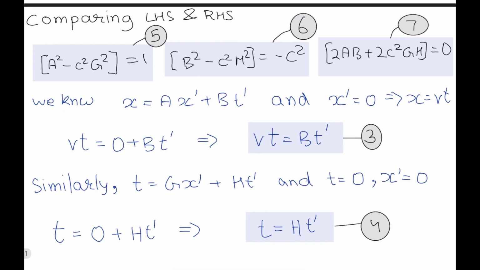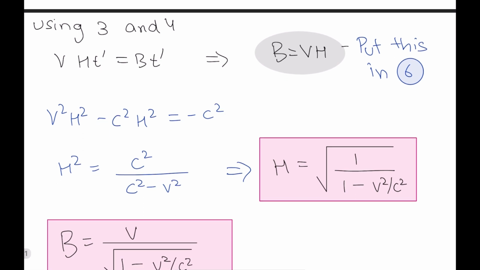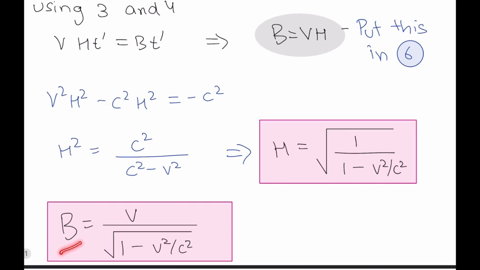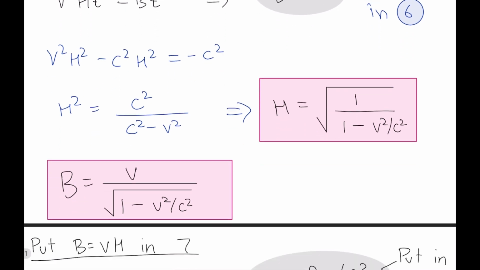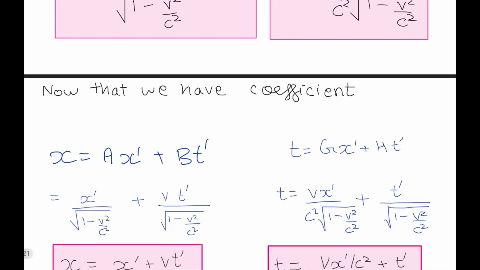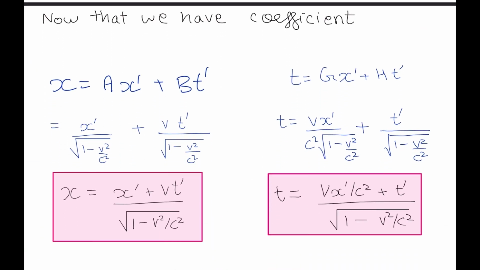After this, it's just pure algebra to find the assumed coefficients. If you can't do it by yourself, just pause the slides and read it. It's middle school math. Here we found the values of b and h, and similarly the values of a and g. Note that the values of a and h are the same. And that's it, we're done. We just put the values of a, b, g and h, and we get the relation between x, x dash and t dash, and t, x dash and t dash.